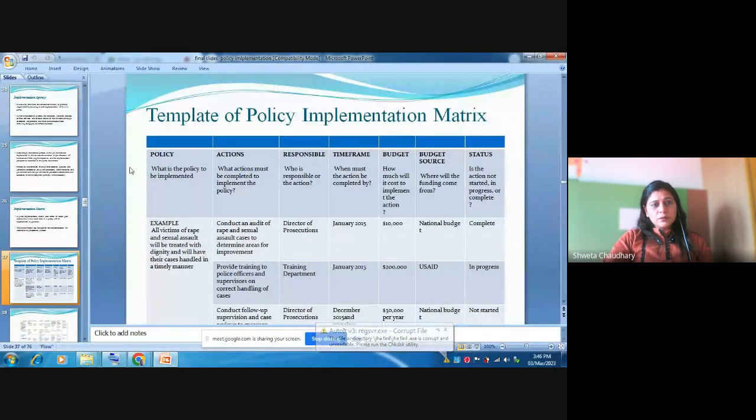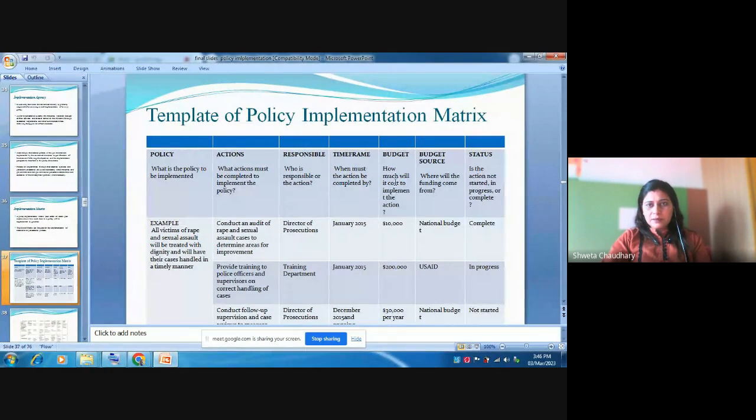Suppose this is the policy. If we have a COVID policy, then what actions are you taking to control that COVID scenario? Who is responsible to control it, the health department or doctors or medical staff? What is the responsible department for that? What is the time frame? Suppose the government has said that within 6 months we have to control COVID in our country. So this is the time frame given.